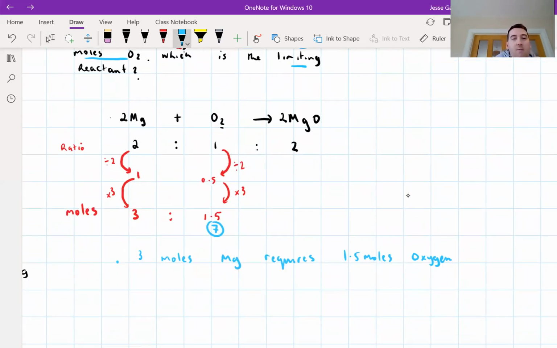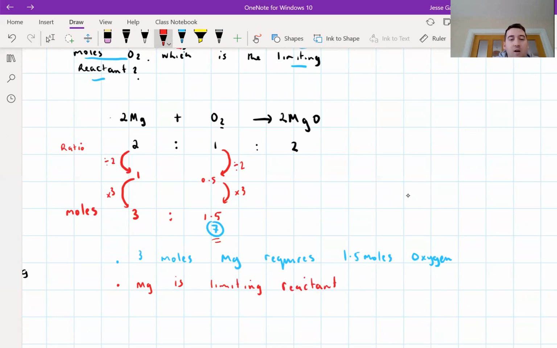The question asked for the limiting reactant, so make sure you do that one. I'm going to say that it's actually the magnesium then that's the limiting reactant. We have way more than we need of the oxygen, so it's the magnesium that's limiting. So magnesium is limiting, or you could say the limiting reactant.